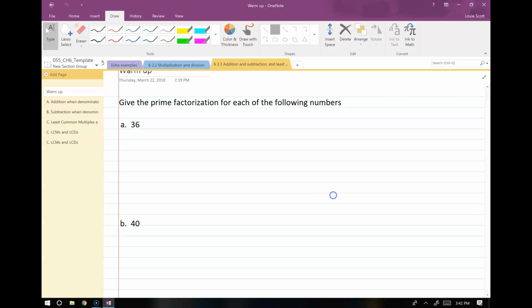So just to warm up here, let's go over some prime factorizations. Remember, every number can be factored into prime factorizations. So remember, 36 is just equal to 6 times 6, which is equal to 2 times 3 times 2 times 3. So the prime factorization of 36 is just 2 times 2 times 3 times 3, right?